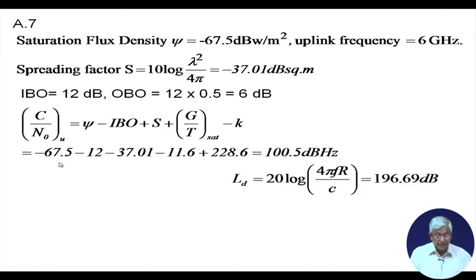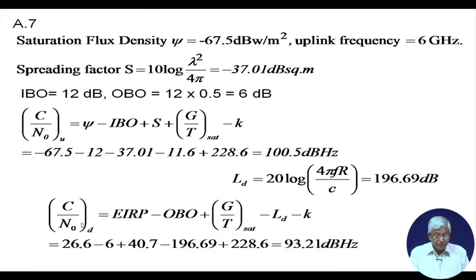For the downlink C by N naught, before that we need the downlink path loss. So, path loss will depend on frequency and range; the downlink frequency and range are already given. So, you calculate, and it comes out to be 196.69 dB.